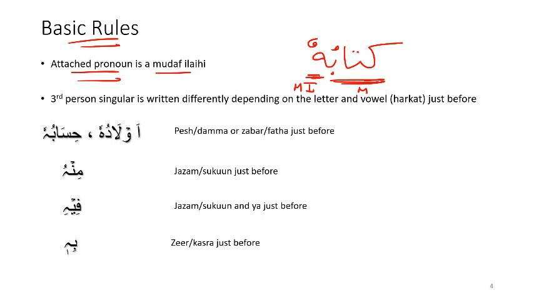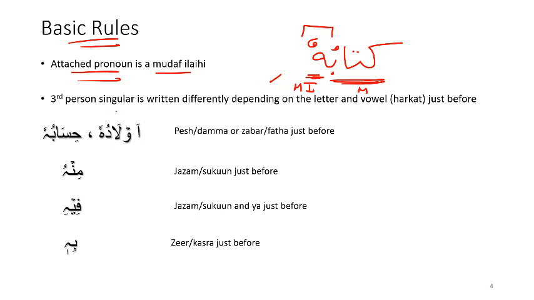Now, in earlier lessons, we've said that the mudaf ilayh is in jar form, and that jar is indicated by a zair or a kasra or a double kasra. But here, the attached pronoun does not necessarily take a kasra. And even though it doesn't take a kasra, we still consider it in the jar form. So just take that as a given.